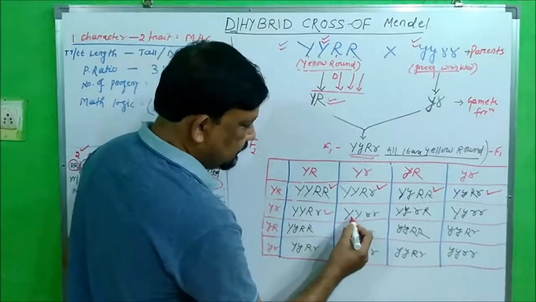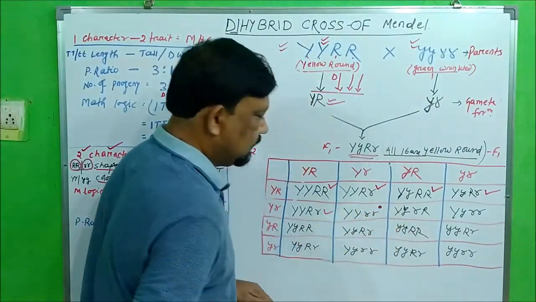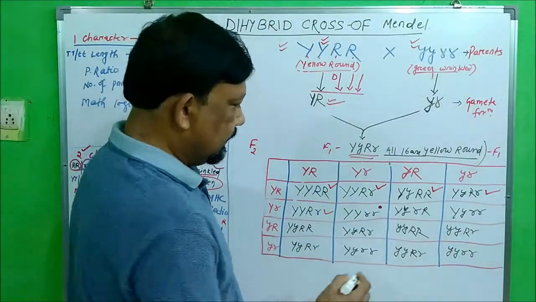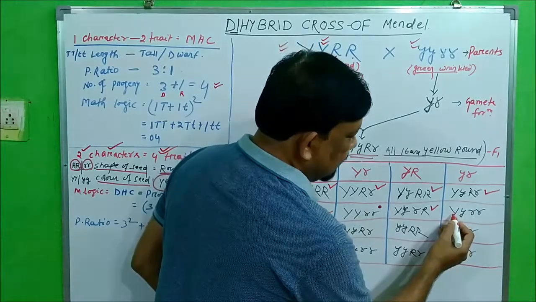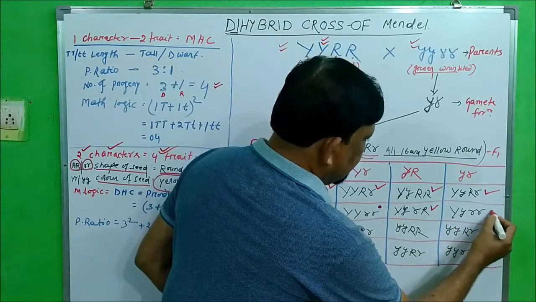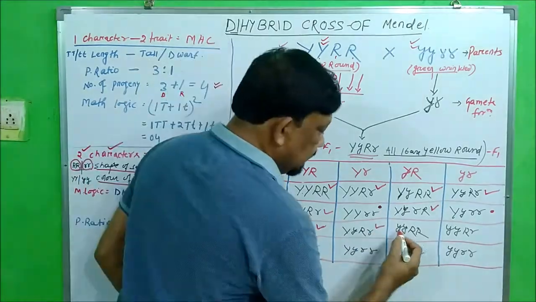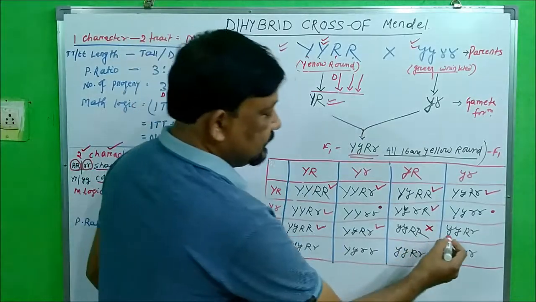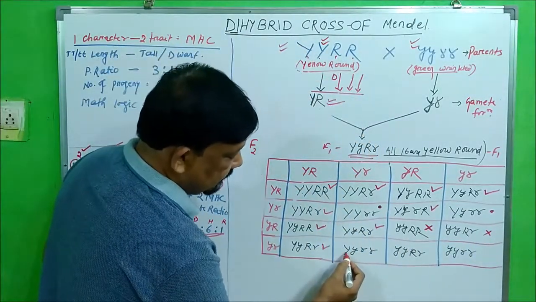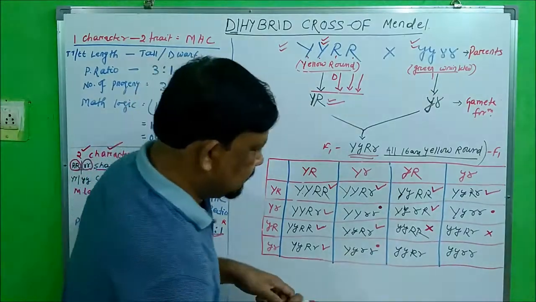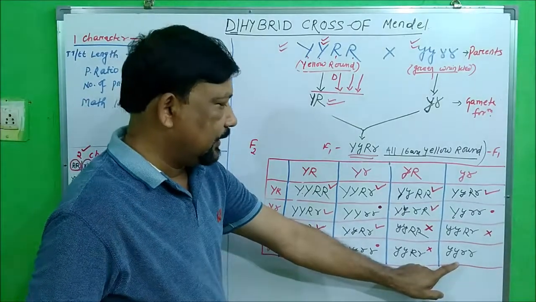Here also yellow round. This is yellow wrinkled. This will be marked with a dot. Yellow wrinkled. This is yellow round. This is yellow wrinkled. This is yellow round. This is yellow round. This is green round. This is again green round. This is yellow round. This is yellow wrinkled. This is green round, and this is green wrinkled.